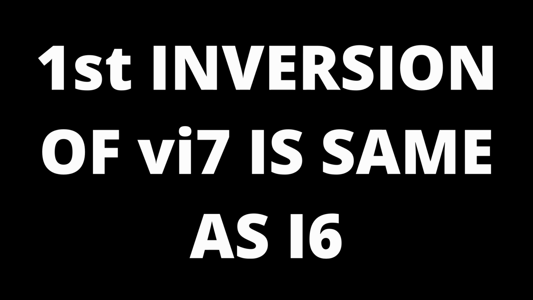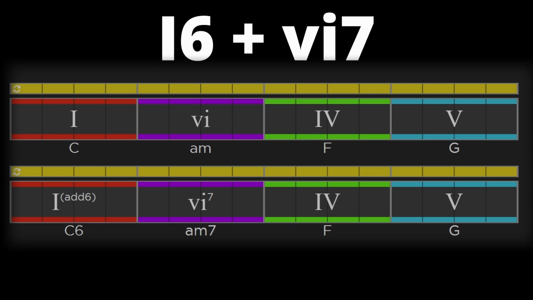If we played the first inversion of the 6 minor 7th, then it would be the same as a C major 6th. You may like this ambiguity, so don't dismiss it without experimenting. Trust your ear as to what sounds good or bad to you. Let's see an example of 1 major 6th and 6 minor 7th next to each other in a progression. What do you think of the sound it creates?